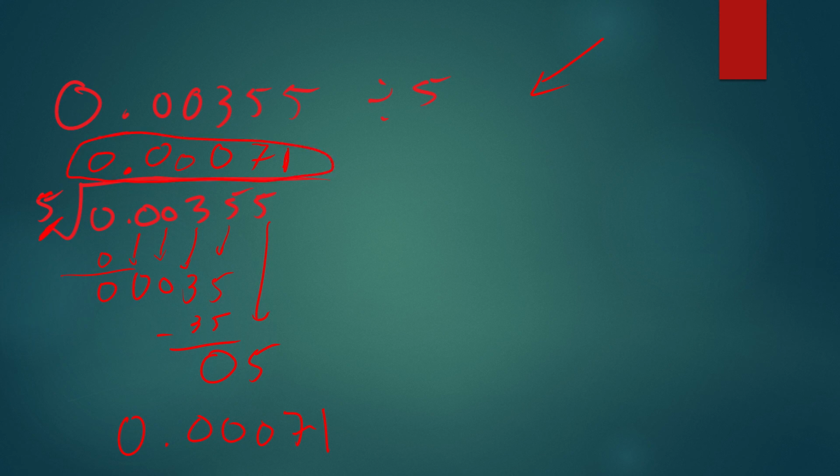To check our work, all we would do is 0.0071 times 5, and we'd get this. 5 times 1 is 5. 5 times 7 is 35. Add the 3. 5 times 0 is 0 plus 3 is 3. 5 times 0 is 0, and 5 times 0 is 0. So my answer, when I check my work, is 0.00355.